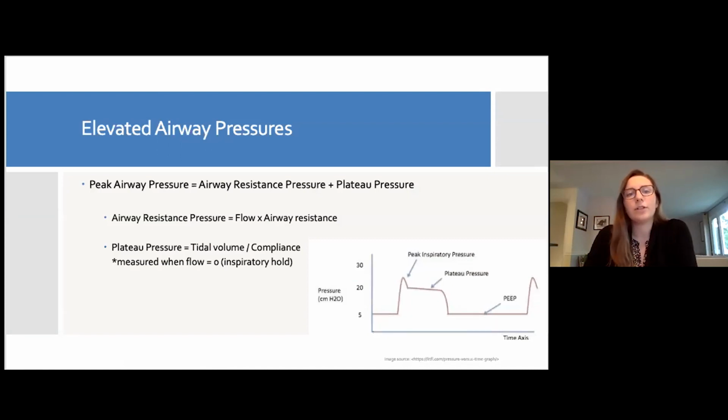The peak airway pressure is calculated as the sum of the airway resistance pressure and the plateau pressure. As a reminder, airway resistance pressure is calculated by multiplying flow times airway resistance. And plateau pressure is calculated as the tidal volume divided by the compliance. Remember, this is measured with an inspiratory hold maneuver when the flow is 0. So as you can see, peak airway pressure incorporates both resistance and compliance, and so it can be elevated as a result of abnormalities in either one of these measures of pulmonary mechanics.